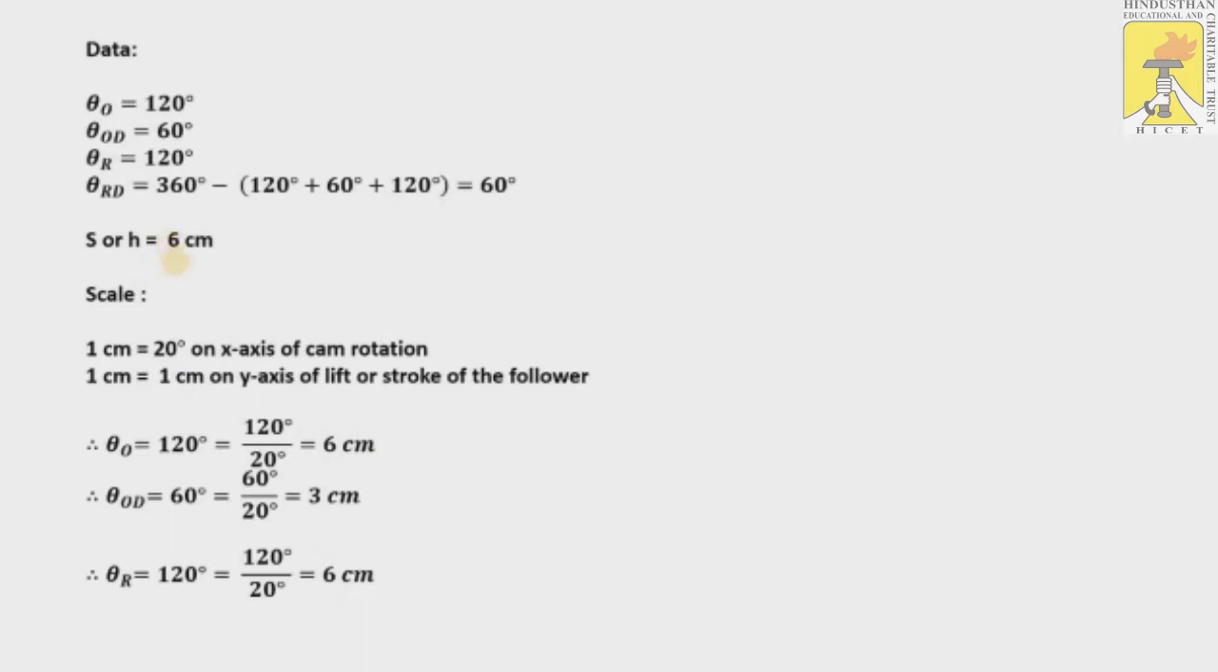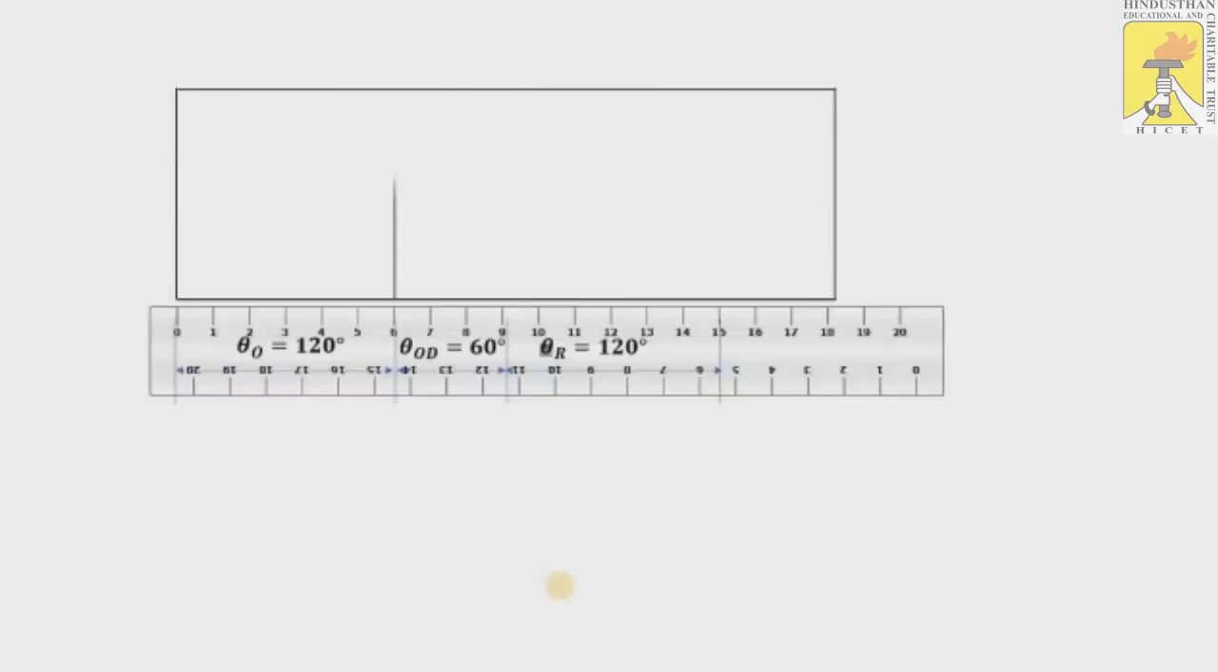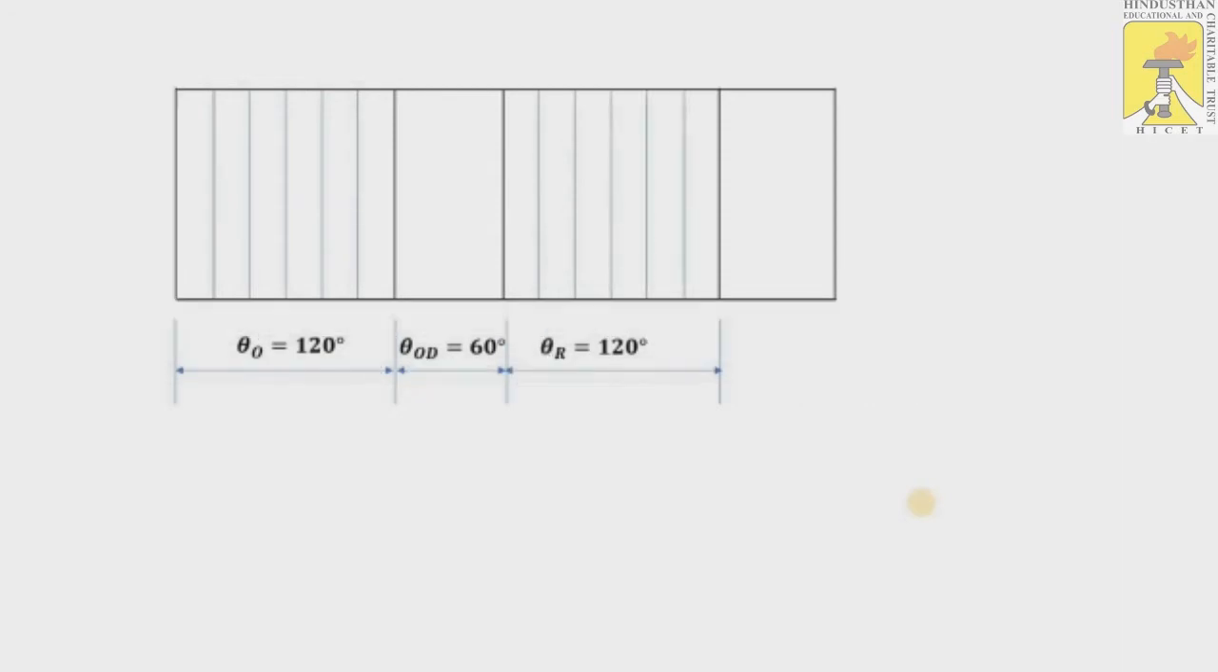So lift or stroke is equal to 6 centimeter. We have to draw the displacement diagram from the given data. Let us start the displacement diagram. Draw a horizontal line of 18 centimeter and a vertical of 6, and close the box. Theta outstroke equal to 6 centimeter, dwell is equal to 3, return is equal to 6 centimeter, again dwell is equal to 3 centimeter. Divide the first quadrant of 6 centimeter into 6 equal divisions. For dwell we can leave the space because it is at rest. For theta return, again divide it into 6 equal divisions.